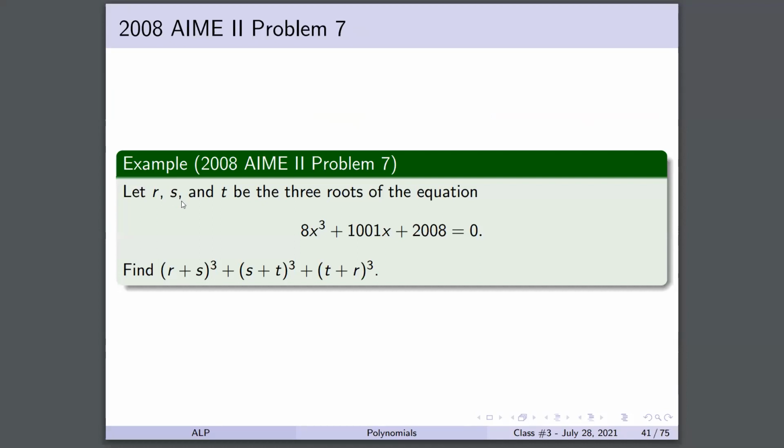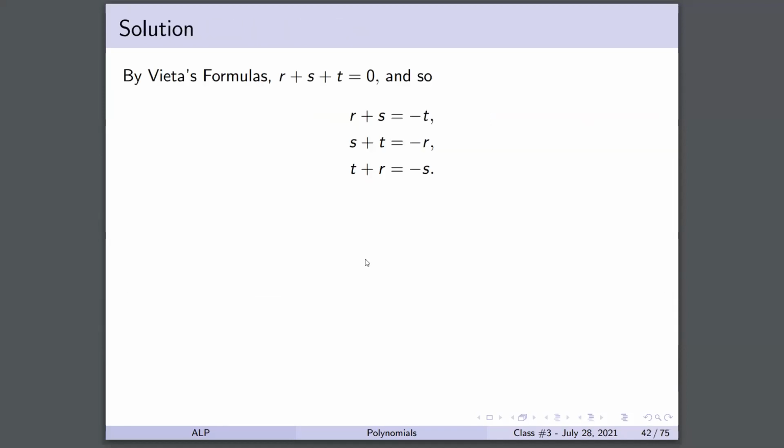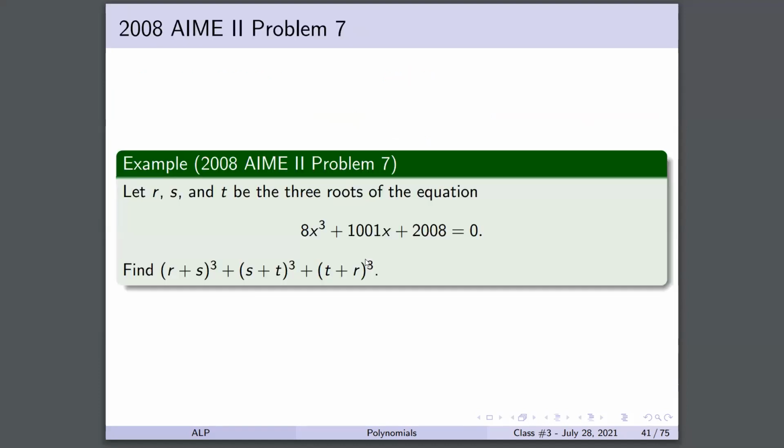So let R, S, and T be the 3 roots of the equation 8x cubed plus 1001x plus 2008 equals 0. Find (R plus S) to the power of 3 plus (S plus T) to the power of 3 plus (T plus R) to the power of 3. Oh wow. So basically, R plus S plus T equals 0. Now, how do we know this?